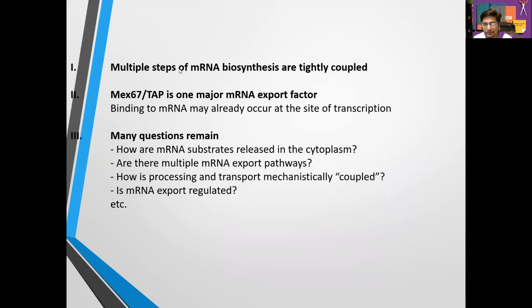I told you that multiple steps of messenger RNA biosynthesis are tightly coupled. Why? We'll discuss it a little later on. And these two proteins, MEX67 or TAP, are a major messenger RNA export factor, which will bind to the messenger RNA. It is a must to make it go out of the nucleus. Then there are a few more questions we need to discuss later on: how exactly the messenger RNA is going to be released and where, the different pathways, how it is coupled with the transport mechanically, and whether this process is going to be regulated or not.